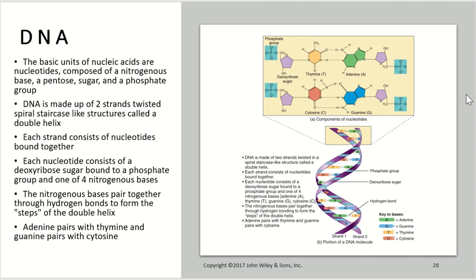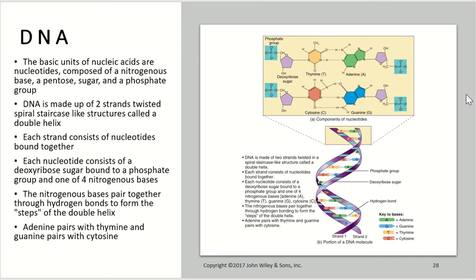And then DNA is going to be made up of 2 strands that are twisted together in a spiral staircase structure that's called a double helix. So each strand is going to consist of nucleotides that are bound together. Each nucleotide is going to consist of a deoxyribose sugar that's bound to a phosphate group, and then one of those 4 nitrogenous bases.